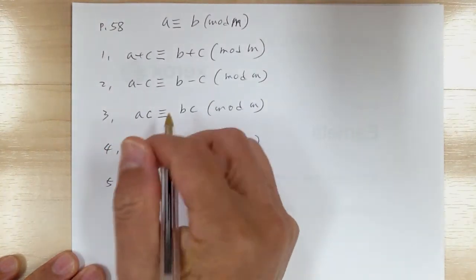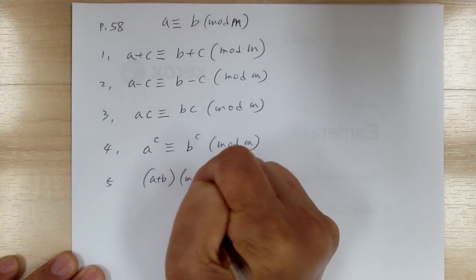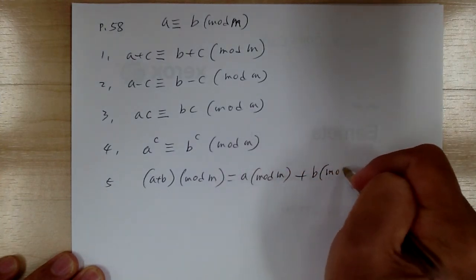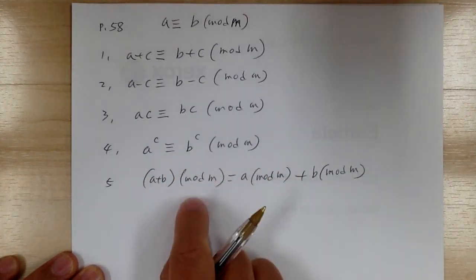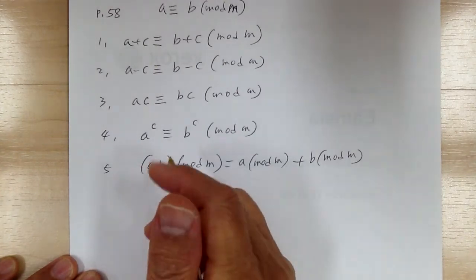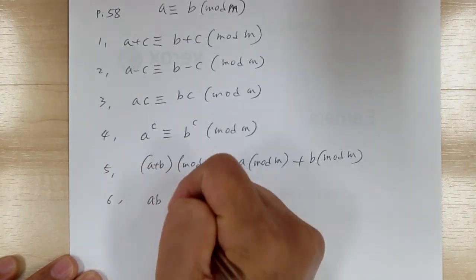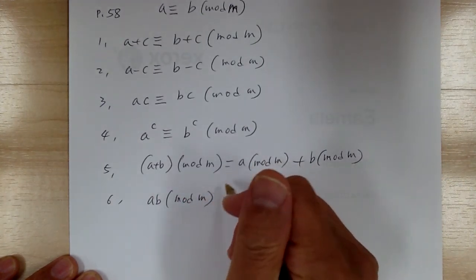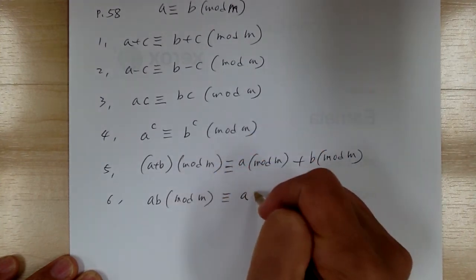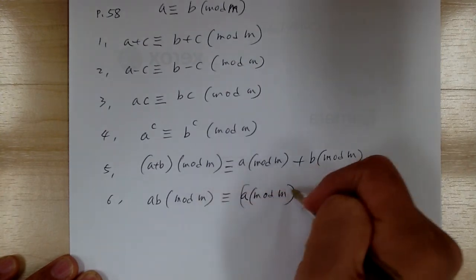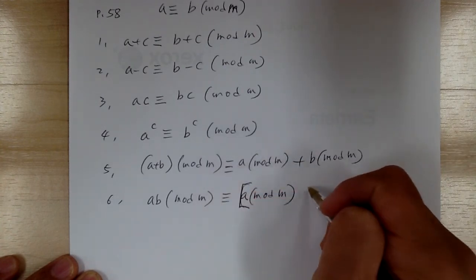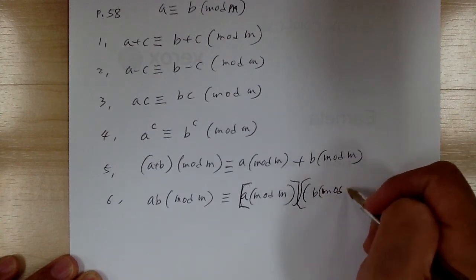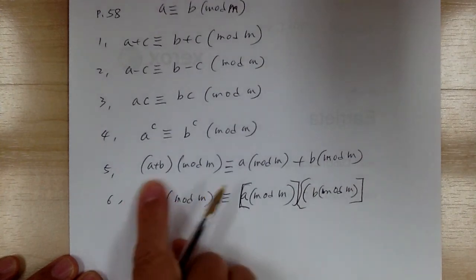The next one is you can distribute. So you have A plus B mod M, and this will equal A mod M plus B mod M. If you have this kind of situation, you can just distribute. Number 6, if you have AB mod M, in a way it's also like a distribution. So this is congruent to A mod M times B mod M. Again, you can think of it like a distribution.